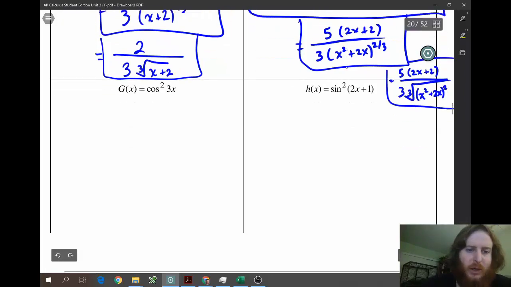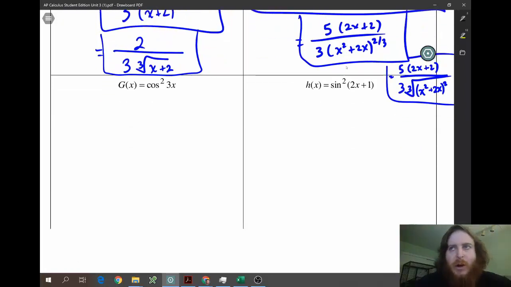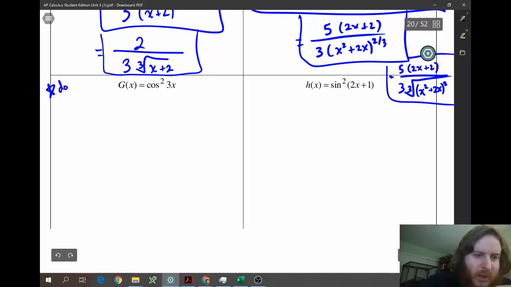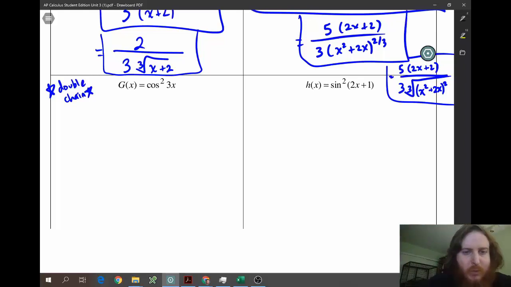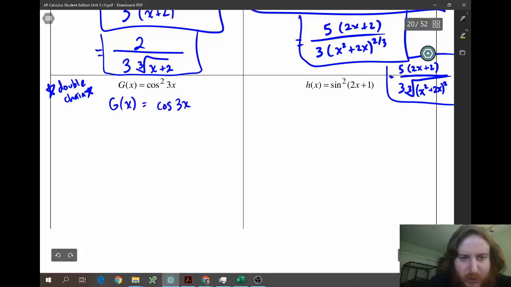Okay, next one, cosine squared of 3x. This is where these two questions are going to get hard, because these two questions have a double chain rule. So you basically have to do chain rule twice. Sometimes you do it three times, or even more. The first thing is, anytime I see this squared, always just rewrite it. It's going to help you out. Rewrite this as cosine of 3x, squared.